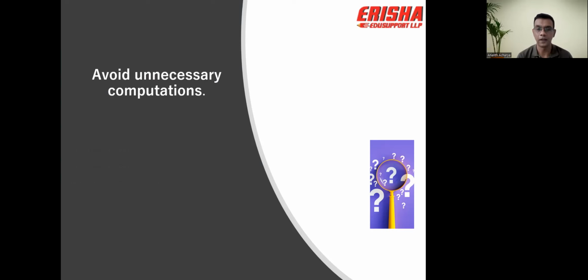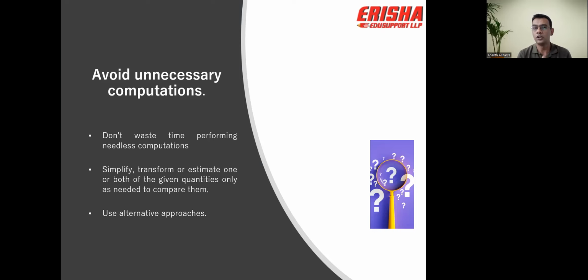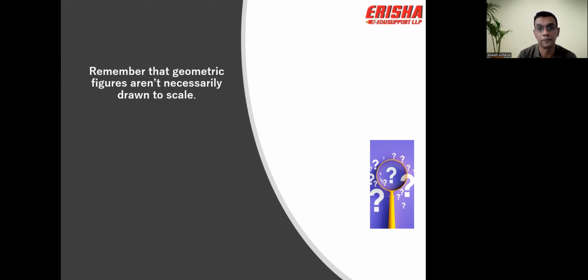Avoid unnecessary computations. Why do we say this? Usually we tell this to students who have the habit of writing each and every step while solving a question, because that's how they have got used to it and how they have practiced. You have to come out of that habit and try to avoid unnecessary computations. Simplify, estimate, eliminate, and use the trial and error method to get the right answer for that particular question. Use alternative approaches is what we say.